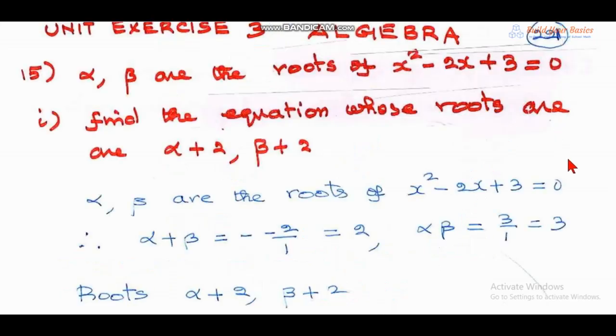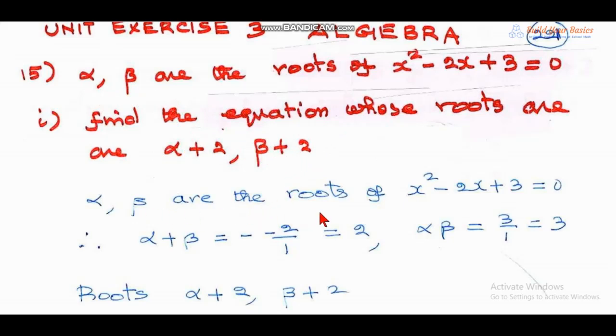Unit exercise 3, sum number 15. If alpha, beta are the roots of the quadratic equation x squared minus 2x plus 3 equal to 0, subdivision 1: find the equation whose roots are alpha plus 2, beta plus 2. So we have to form the equation whose roots, each of the roots increased by 2.